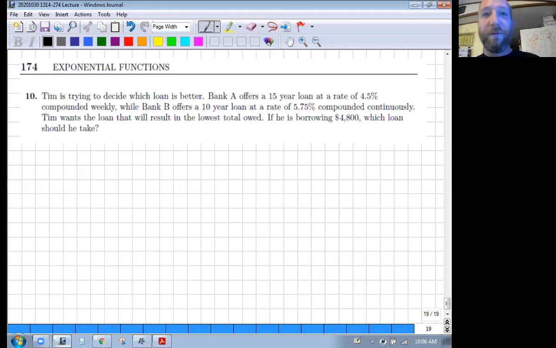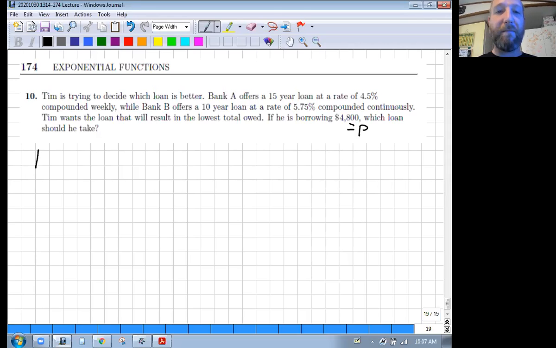All right, page 174. Tim wants to know which loan is better, Bank A or Bank B. Bank A is a 15-year loan. Bank B is a 10-year loan. Bank A offers 4.5% compounded weekly. Bank B has fewer years, but a higher interest rate, and they compound it continuously. He's borrowing $4,800. Which loan should he take?